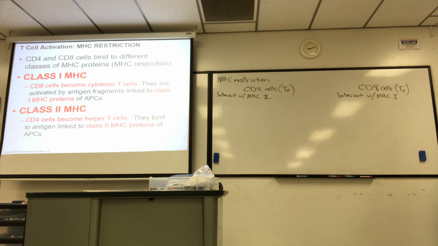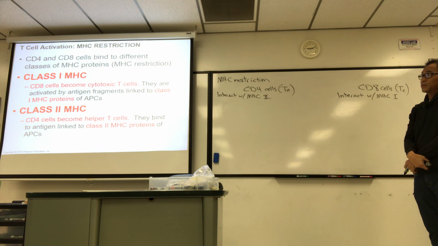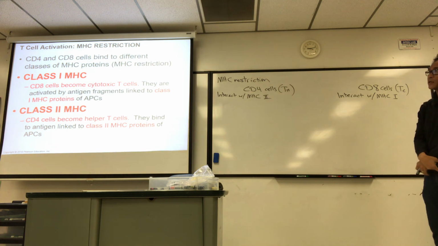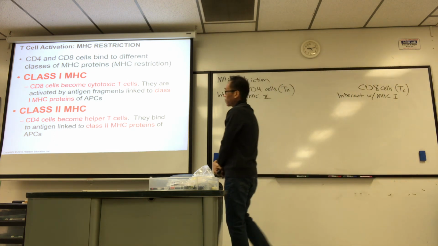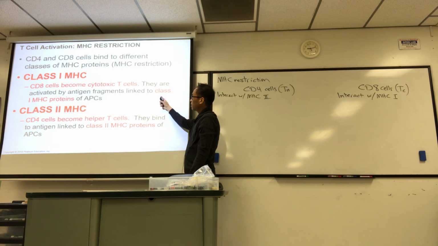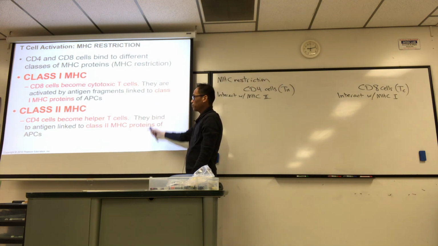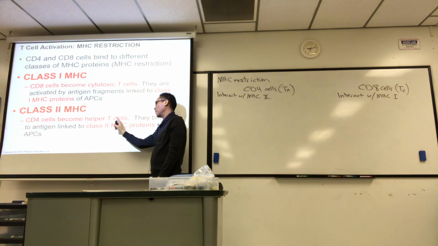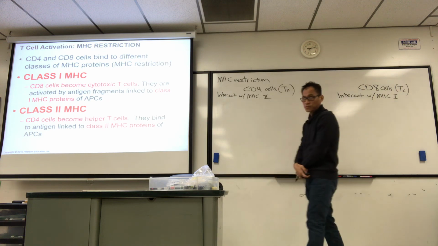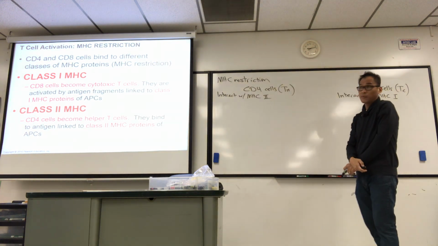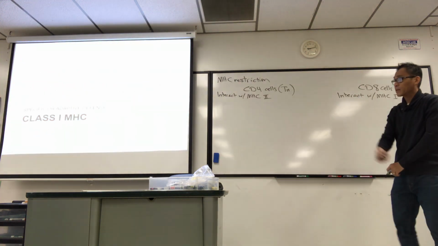So CD4, CD8 cells, they bind to different classes of MHC proteins. And, well, that's the restriction. The class 1 MHC, CD8 cells become cytotoxic T cells. They're activated by antigen fragments linked to MHC class 1. In class 2, the CD4 cells become helper T cells. They bind antigens linked to class 2. So it helps to commit that to memory. And basically, let's do class 1 first.